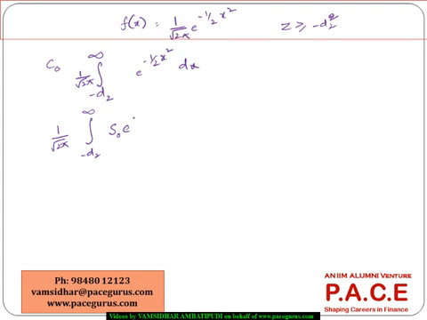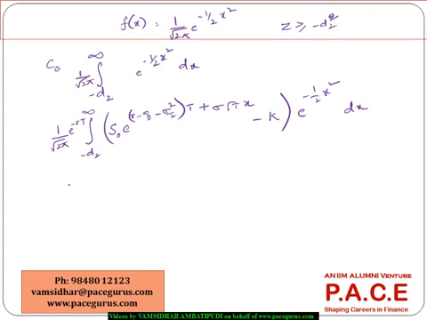S naught into e to the power of (r minus q minus sigma squared by 2) into T plus sigma root T into x, minus K, because here I am taking x as Z. With respect to Z I am doing this integration. So that's the reason I am taking this e to the power of minus half x squared dx, and I need the present value, so I will take e to the power of minus rT.